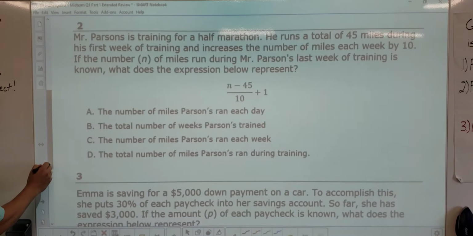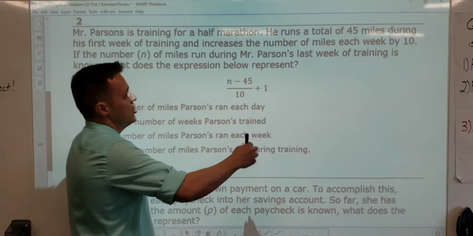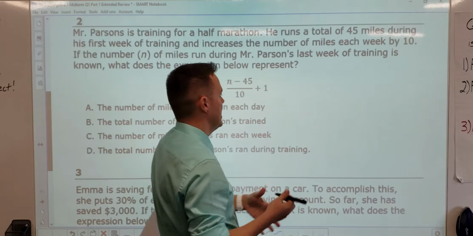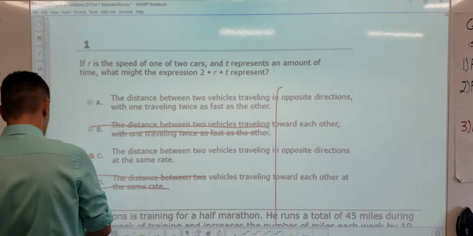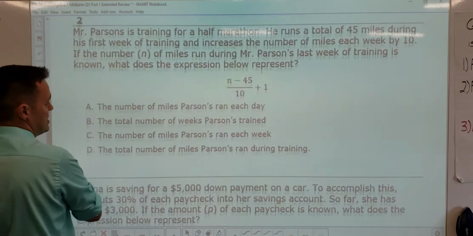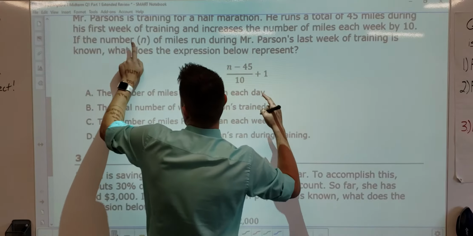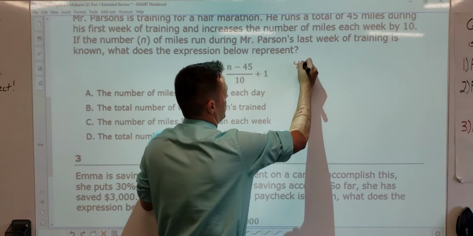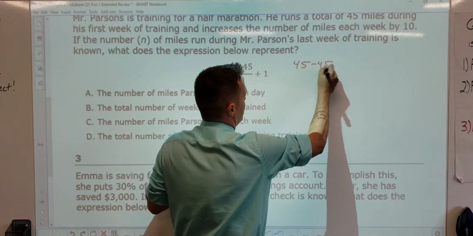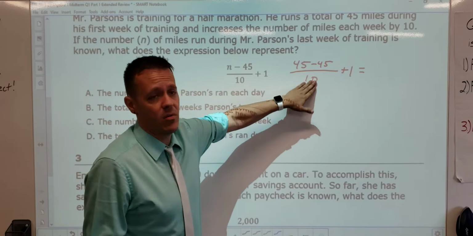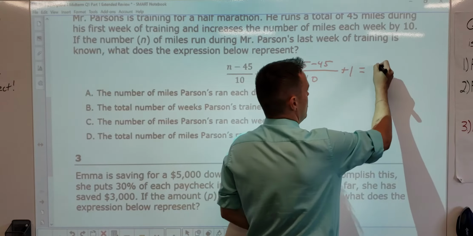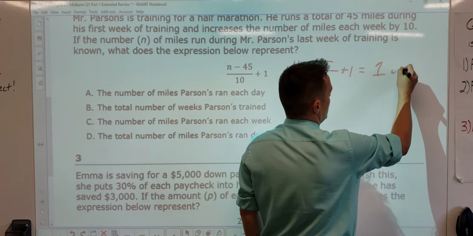Number 2, Parsons is training for a marathon. Read the question. As we go through it, I talked to students about understanding that this equation can be rewritten. Do the math on it and let's think about it. If N represents the total miles run during the week, we would put 45 minus 45 over 10 plus 1. And what does that equal? Well, that's 0. So 0 plus 1 is 1, and this means 1 week.